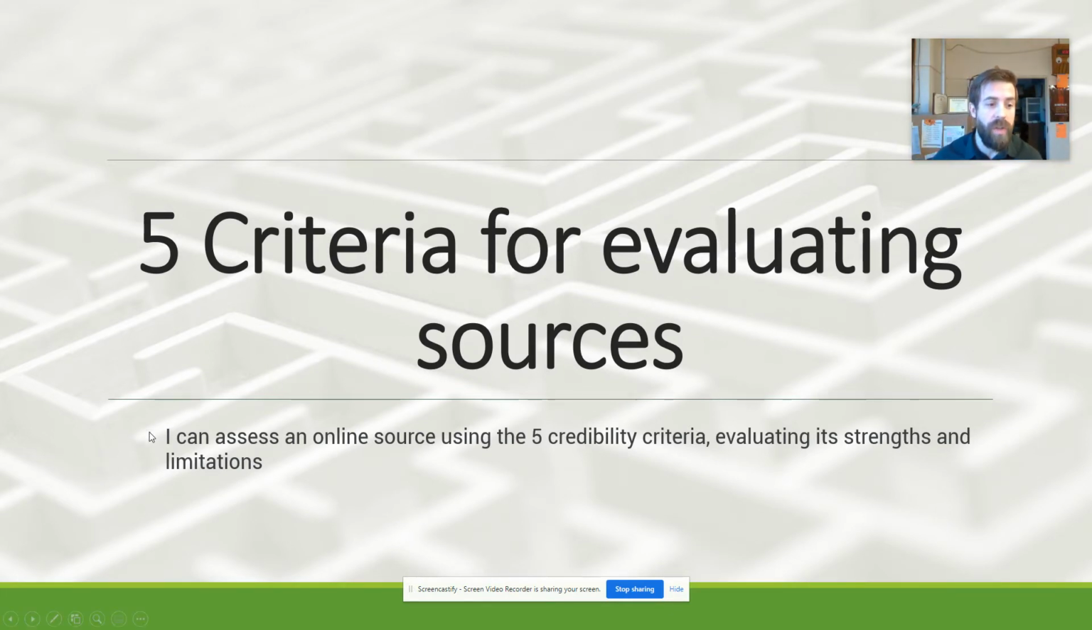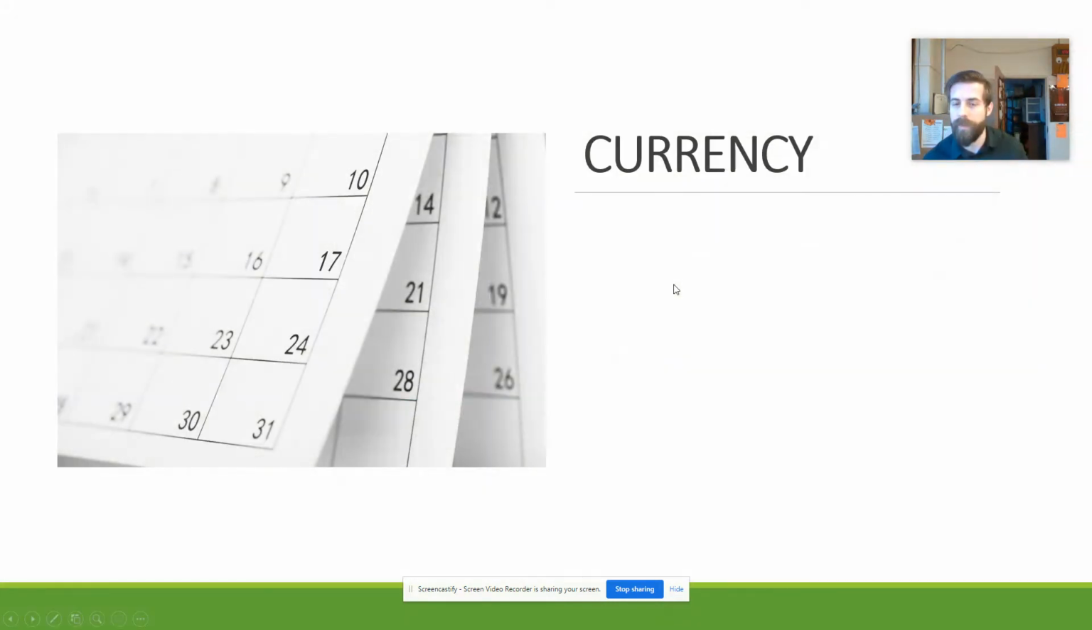And then the main check you can use for yourself to see, like, am I getting this, is if you can assess an online source. So pick a random website and assess it using the 5 credibility criteria, figuring out, okay, what is this source good at? What is this source limiting? What is limiting this source that I've found? So let's get to it.